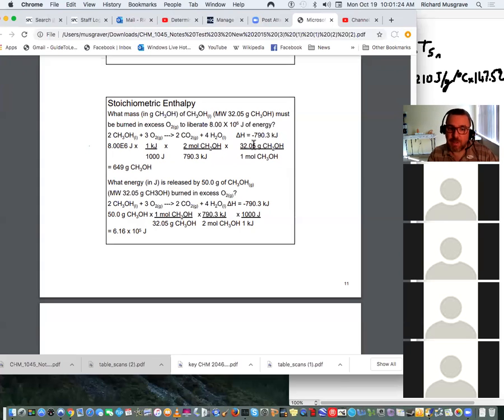For this one, we can see that the delta H is negative, which indicates that it's releasing energy. And that's fine. That's really not necessary information, but it's good to be able to look at that and be able to make that determination.